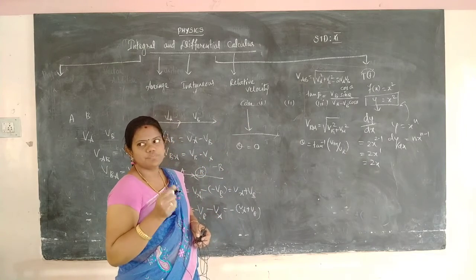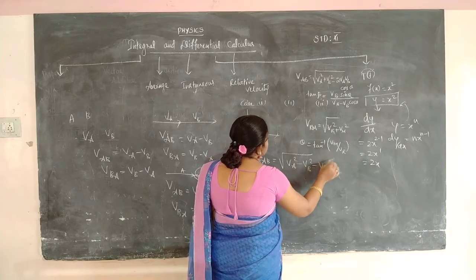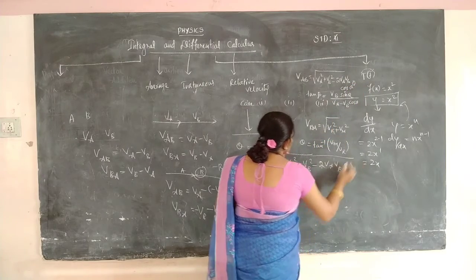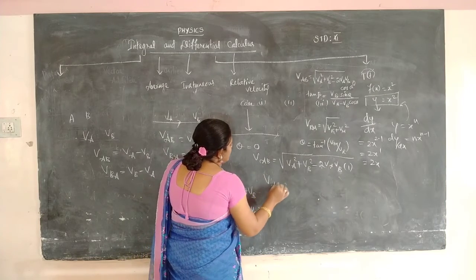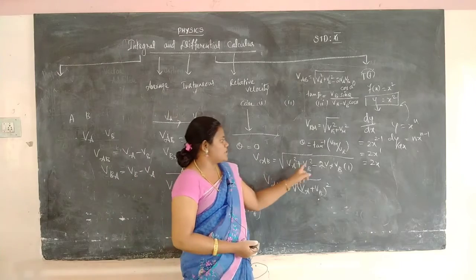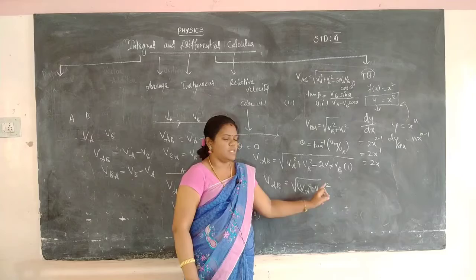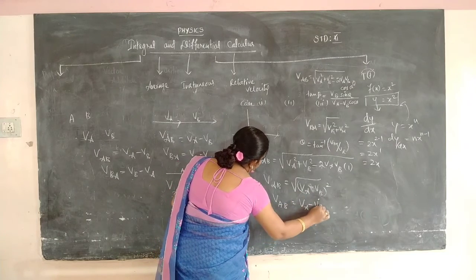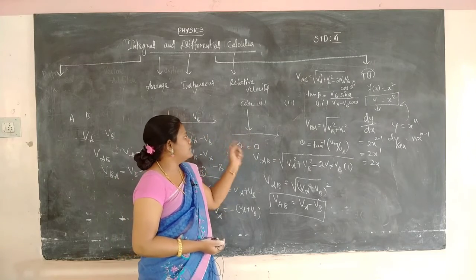Theta is 0, cos 0 is 1. So VAB is equal to root of VA square plus VB square minus 2 VA VB cos 0. You put 0 here, and the value of cos 0 is 1. Okay, so what's the formula? A square plus B square minus 2AB. So what's the value? VAB is equal to root of VA minus VB the whole square, because A minus B the whole square is equal to A square plus B square minus 2AB. So VAB is equal to the whole square root, which gives VA minus VB. So this is the relative velocity VAB equal to VA minus VB when theta is 0. It will be in the same line, theta taken as 0.